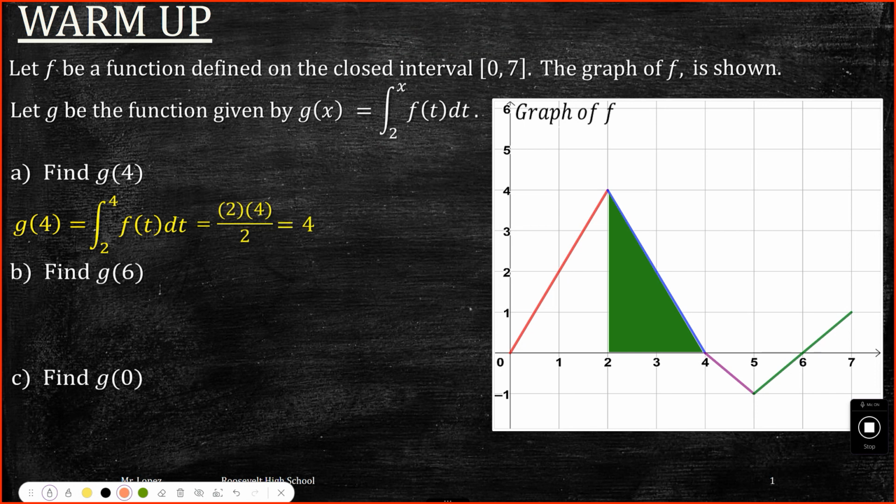G of 6, that's going to be as we continue on. So we went forward, then we go back. That's going to be 2 times 1 is 2, divided by 2, so it's going to be 1. So the answer would be 3 because we went forward 4, then came back 1. So the net distance from that 2 is 3. No?